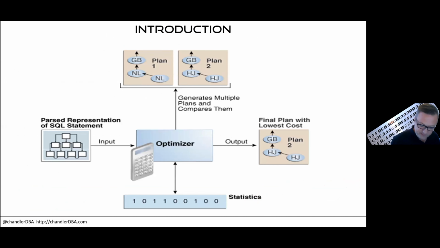So this is my favorite slide. I use it in many presentations. It's basically the optimizer. What's the optimizer do? The optimizer takes a parsed representation of your SQL statement, and it uses statistics to generate out multiple plans. It finds the plan with the lowest cost and then it executes it. It's basically just a calculator. It's just taking known inputs, working out the best way that it thinks of to get to your data with the lowest cost, the lowest amount of effort.